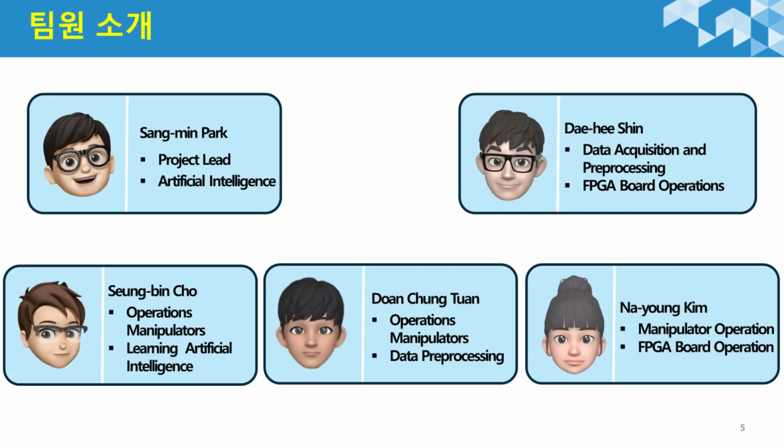Our team consists of the following members. First, our team leader, Sang-Min Park. He was in charge of overseeing the project, training the AI model, and extracting weights. Next, team member Da-Hee Shin was responsible for data collection and preprocessing and operating the FPGA board. Team member Sung-Gun Cho operated the manipulator and trained the AI model. Team member Dong Chung-Tuan was responsible for manipulator operation and data preprocessing. Finally, team member Na Young Kim was responsible for manipulator operation and FPGA board operation.